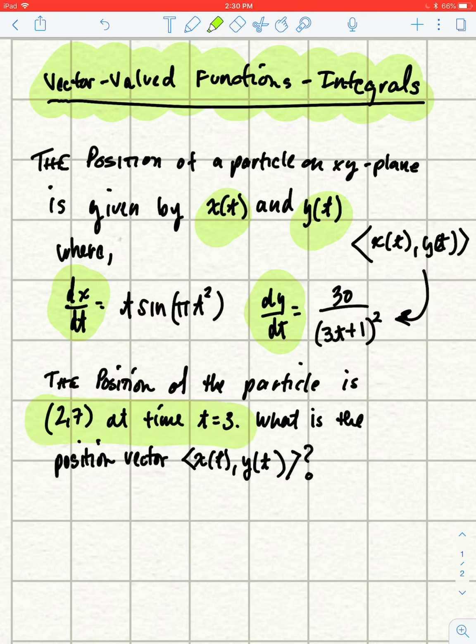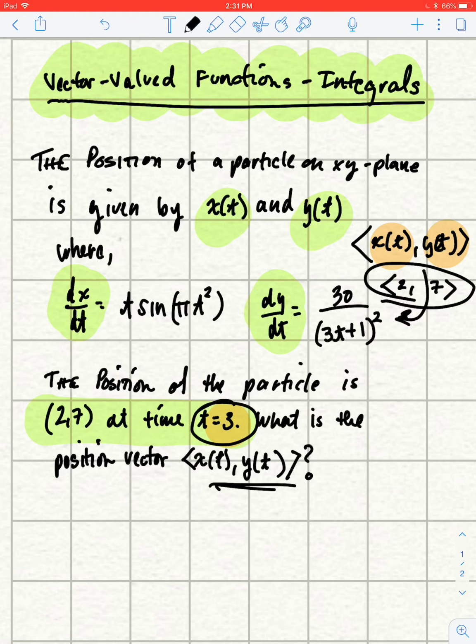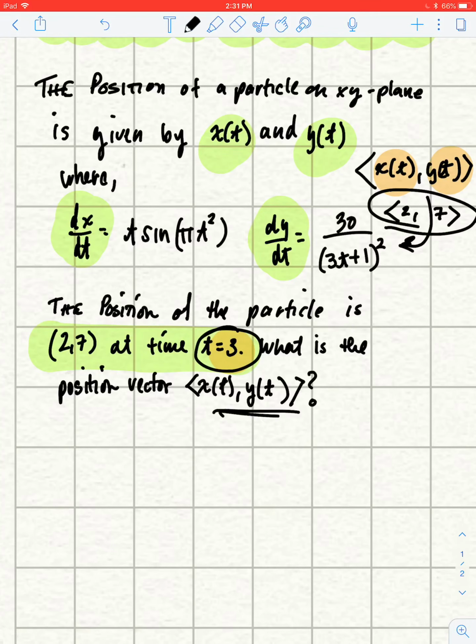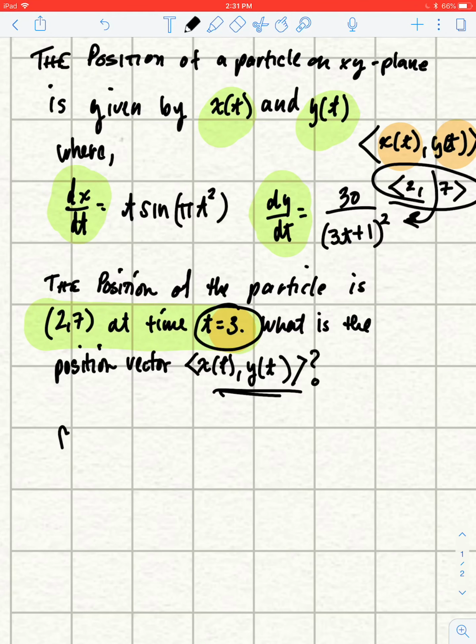So they give you a couple things. This is the position at time equals 3. So (2, 7) is the position at time equals 3. Just remember, if we plug in 3 to that position, you would get 2. And if you did the same thing here with 3 for the y, you would then get 7 as your vector. So that's what we want to use, that vector with the time. And that's how we're going to find this, but you're doing 2 integral problems in one.